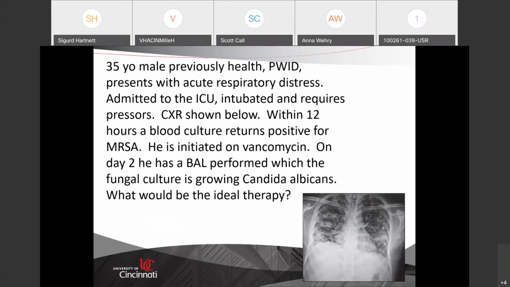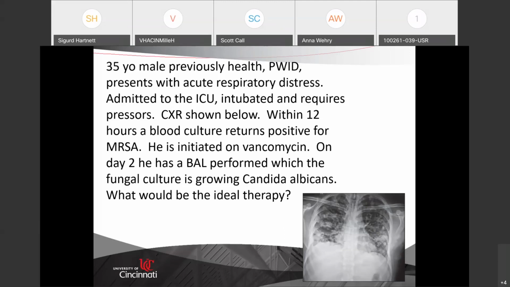I have a 35-year-old, previously healthy male who injects drugs, who presents with acute respiratory distress. He's admitted to the ICU, intubated, and requires multiple pressors. The chest x-ray is in the right-hand corner. Twelve hours later, his blood culture comes back positive for MRSA.